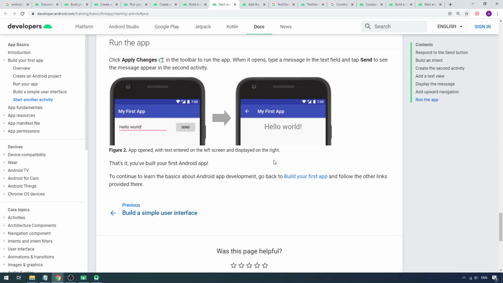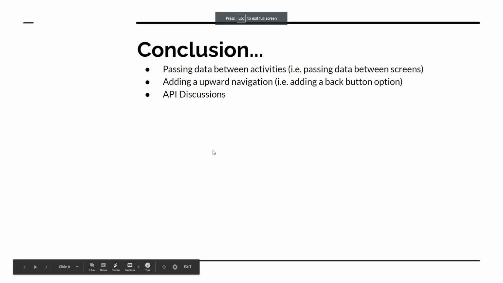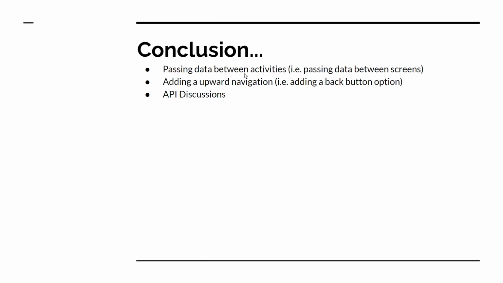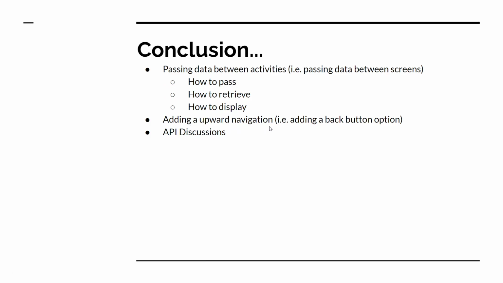Great, right? Okay, now let's look into a few more things. So we did the practical demonstration. As a conclusion, now you know how to pass data between activities and how to retrieve it and display it, right? You learned how to pass the data, how to retrieve and how to display, and finally how to add the upward navigation, right? Now let's dig into some API discussions and look into some technical aspects in the API just before we finish this part.